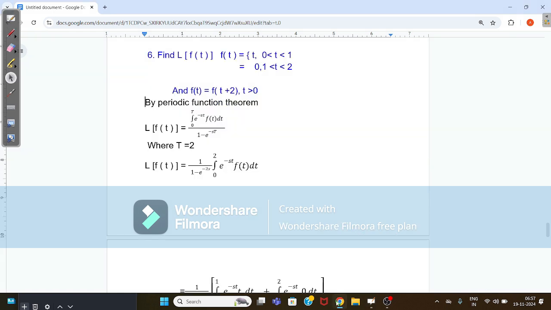Now comes to this problem. Find L of f of t. f of t is equal to t when t lies between 0 and 1, and 0 if t lies between 1 and 2, and f of t equals f of t plus 2, t greater than 0. By the periodic function formula, L of f of t is equal to the integral from 0 to T of e power minus st f of t dt divided by 1 minus e power minus st, where T is equal to 2. So L of f of t is 1 by 1 minus e power minus 2s times the integral from 0 to 2 of e power minus st f of t dt.